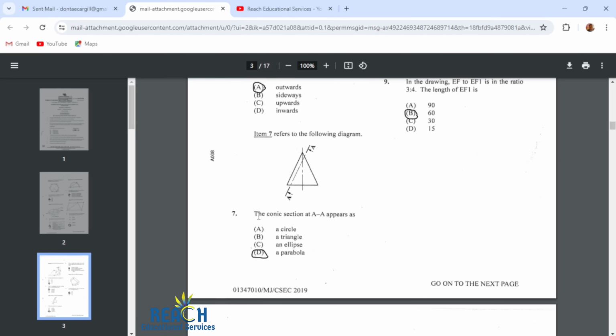Item 7. The conic section AA appears as a parabola. So if you cut the cone like that, when you're looking at it from that angle, what you're going to be seeing is going to look like a parabola.